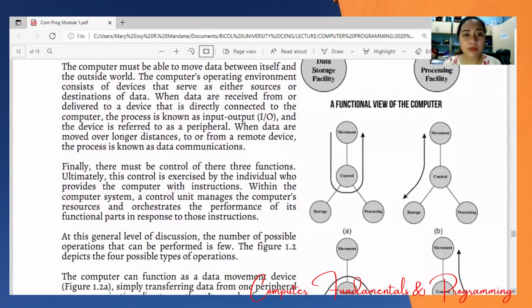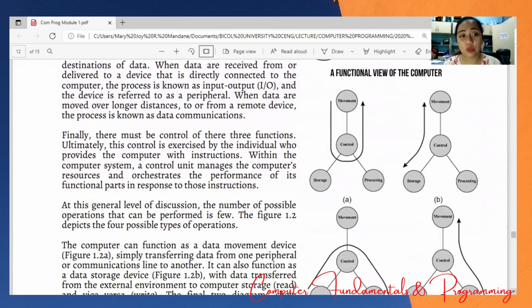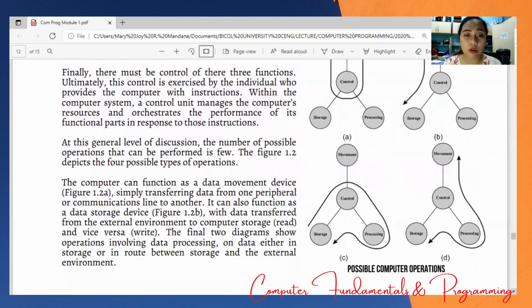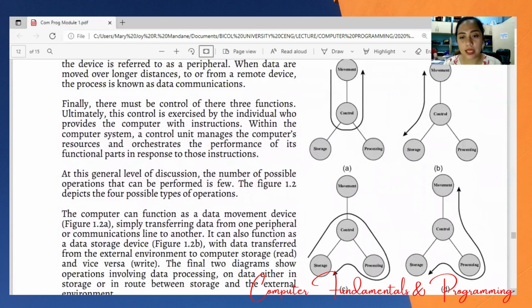So finally, there must be a control of these three functions. Ultimately, this control is exercised by the individual who provides the computer with instructions within the computer system. A control unit manages the computer's resources and orchestrates the performance of its functional parts in response to those instructions. So at this given level of discussion, the number of possible operations that can be performed is few. As you can see, figure 1.2 depicts the four possible types of operations. So A, B, C, and D.